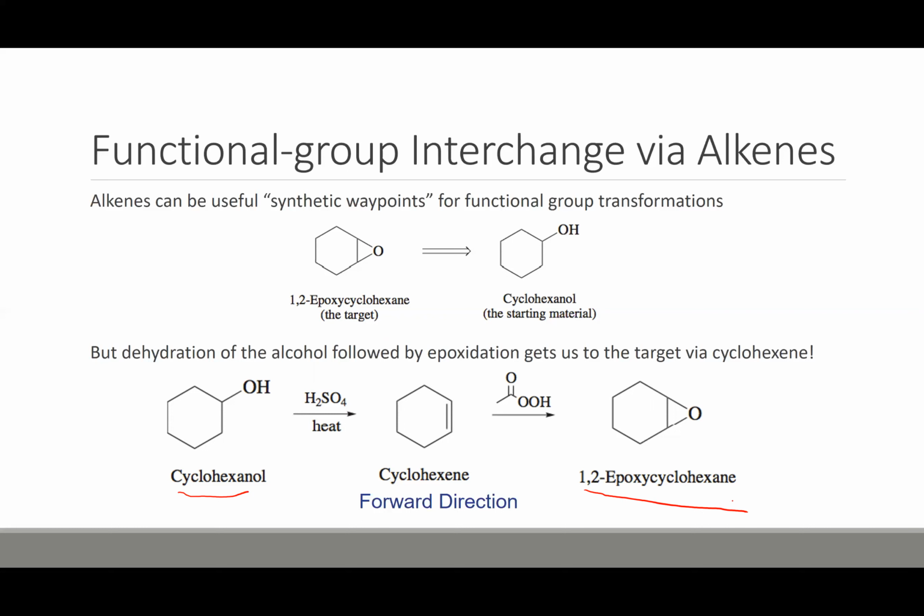So we know if we start with cyclohexanol, we can do an acid catalyzed elimination using heat to form a double bond, and then use a peroxy acid to then form our epoxide.